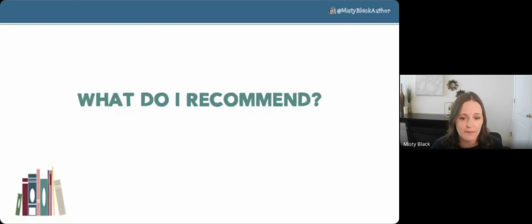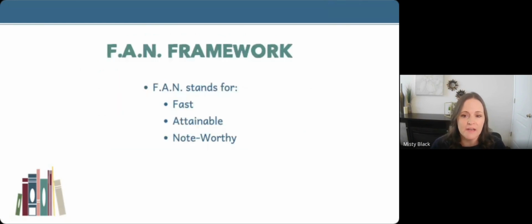So which do I recommend? The FAN framework stands for fast, attainable, and noteworthy. And self-publishing is the only option that fits the FAN framework. So if you're doubtful about self-publishing or you're on the fence, stick with me, because I'm going to explain why I prefer self-publishing and how you can self-publish using my 5-step process.